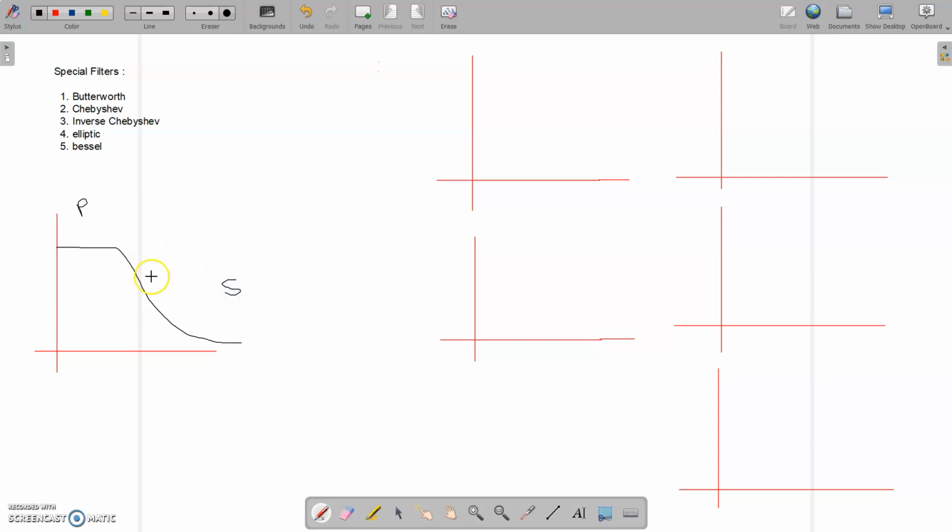This was my slope. This is what we call roll off. This is also called roll off.